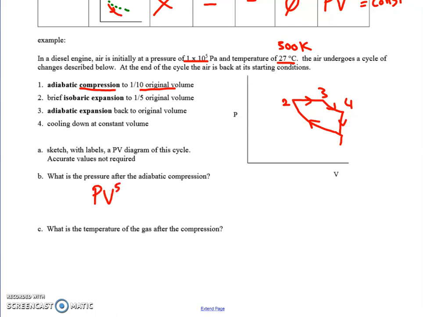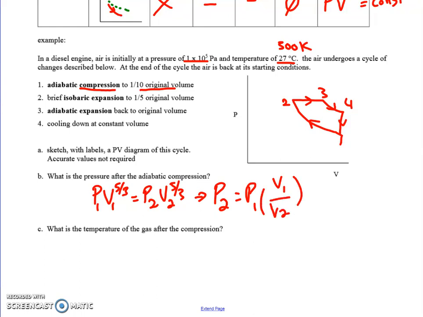I can say P1 V1 to the 5/3 equals P2 V2 to the 5/3. Okay, so I want to know pressure afterwards. In other words, I want to know P2. So P2 is going to equal P1 times V1 over V2 to the 5/3 power. Okay, so V1 over V2 is 1/10 divided by 1/5. Right, if I've got that correct, and 1/10 over 1/5 is 1/2, so it's 1/2 to the 5/3, and then you multiply that by the original P1. So I'll let you work that out.